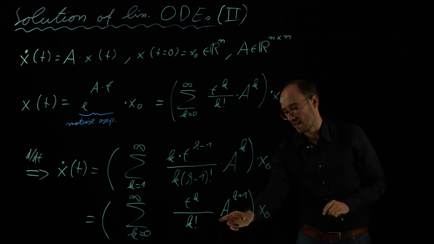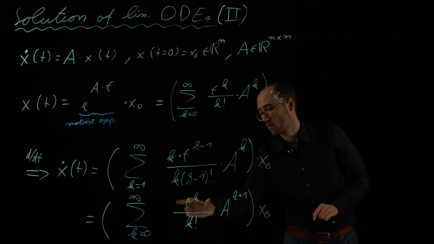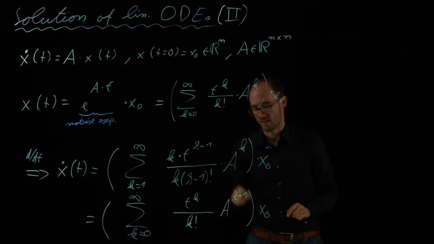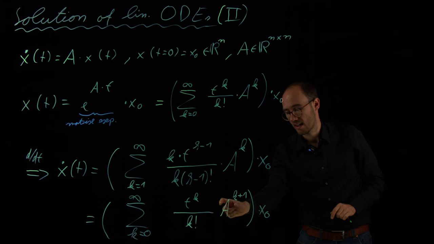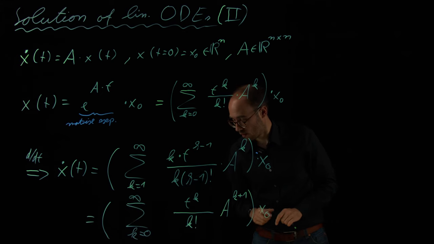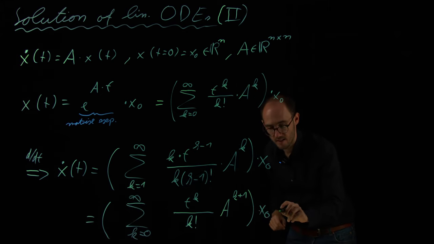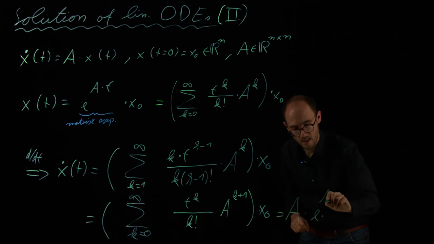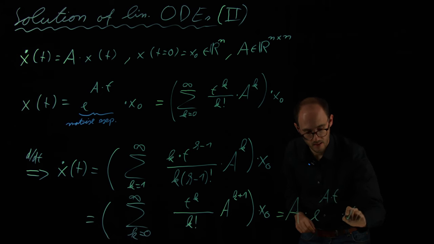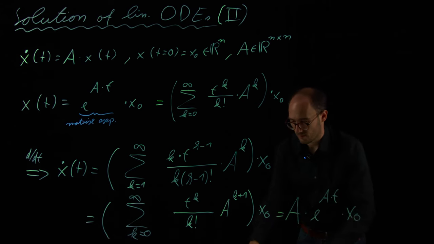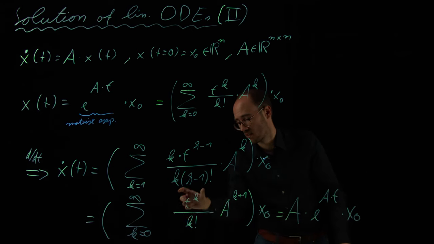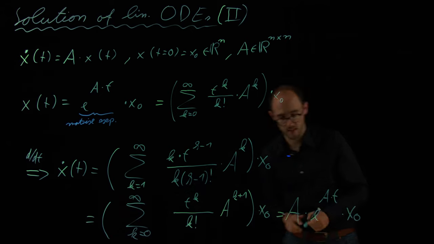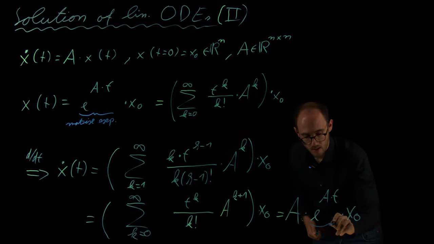And what we can see here is that this fraction is the same fraction as our definition of the matrix exponential. And what we can just do is take one of these A's and put it in front. So what we get from that is A times e to the power of A t times x0. So if we take one of these A's out and put it on the left-hand side in front, then this is our ansatz equation, x of t.